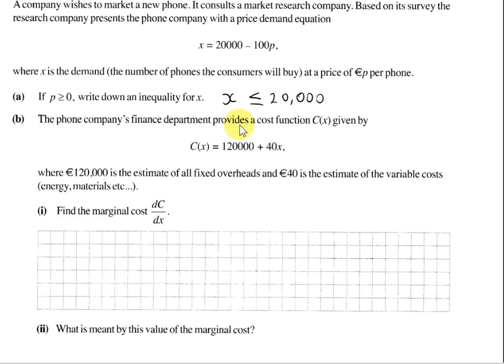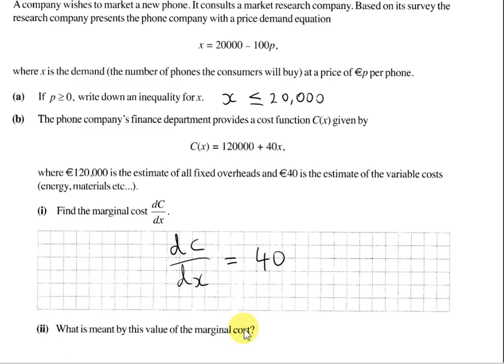The phone company's finance department provides a cost function C of X given by C of X equals 120,000 plus 40X, where 120,000 euros is the estimate of all fixed overheads and 40 euros is the estimate of the variable costs, that is energy and materials, etc. Find the marginal cost dC/dX. So straightforward derivative of this function here. If we differentiate 120,000 with respect to X, we get 0 because this is just a constant. The derivative of 40X with respect to X is 40.